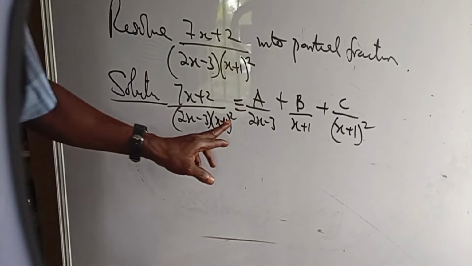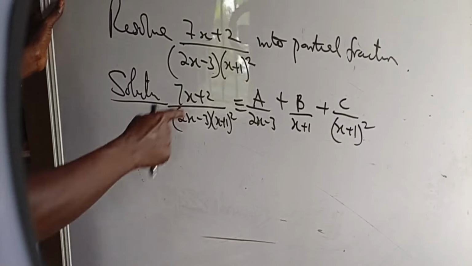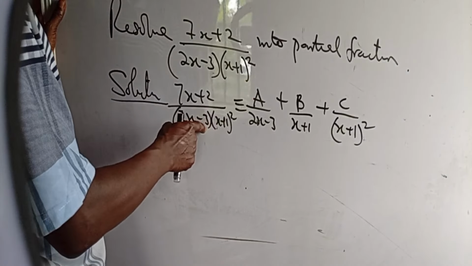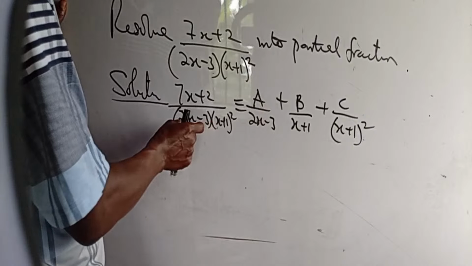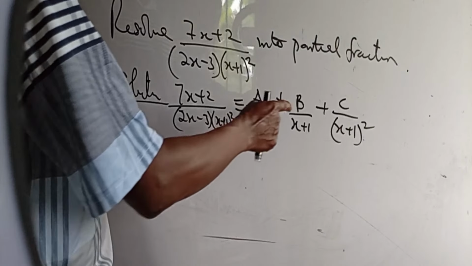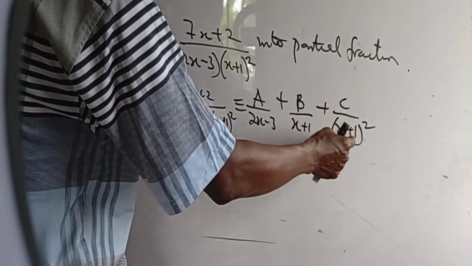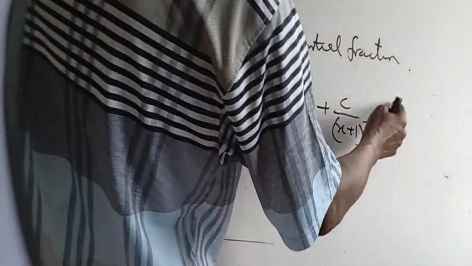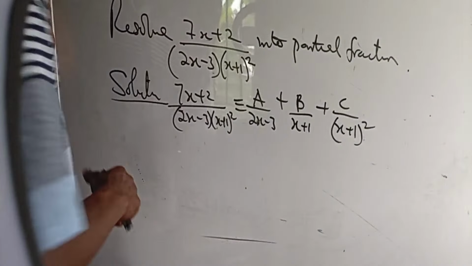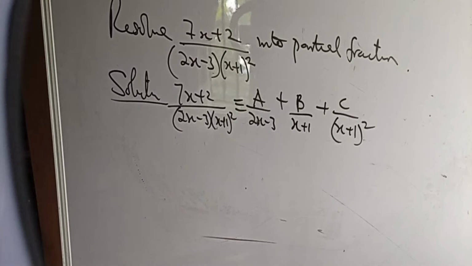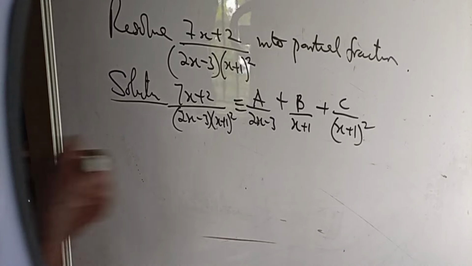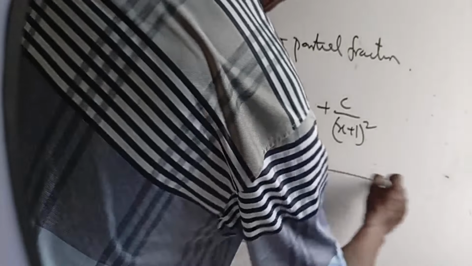Suppose we have power 3 here. After we have used A over 2x minus 3, the constant for the linear here, you pick B over x plus 1 plus C over x plus 1 squared plus D over x plus 1 raised to power 3. Yes, it has to be in three places. Okay, good.